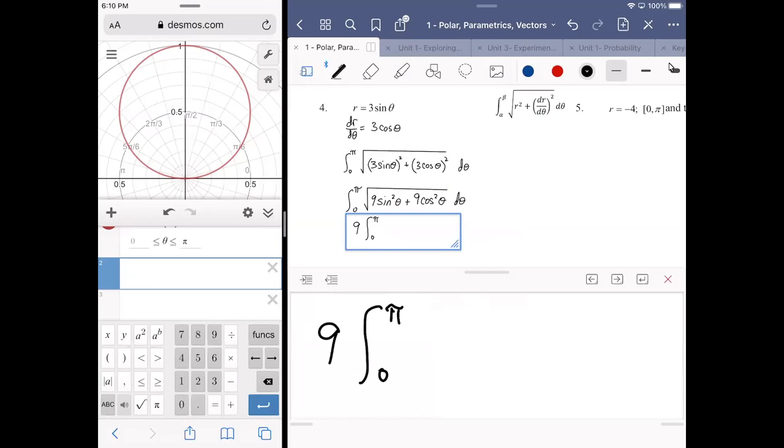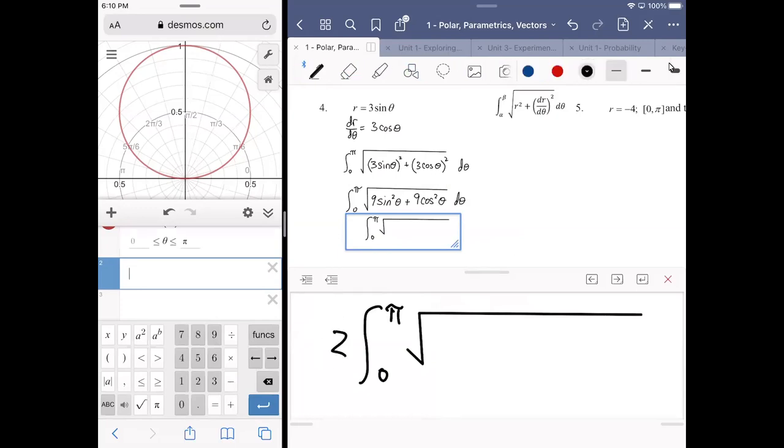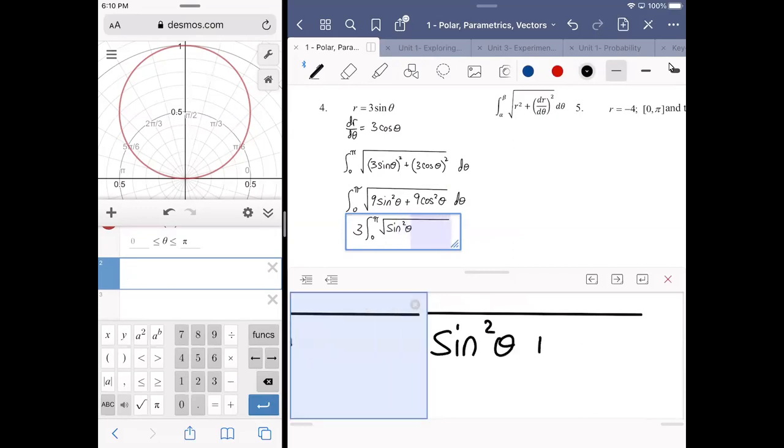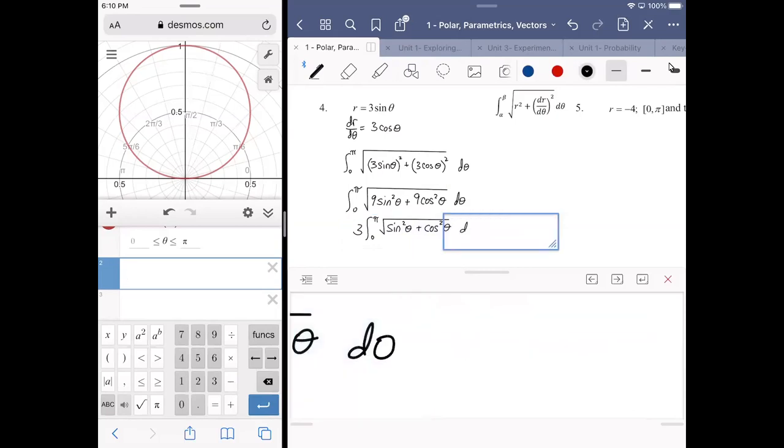That's something you should remember from Calc 1 and 2. Would it be 3 or 9? It would be 3, thank you. So sine squared theta plus cosine squared theta, d theta.